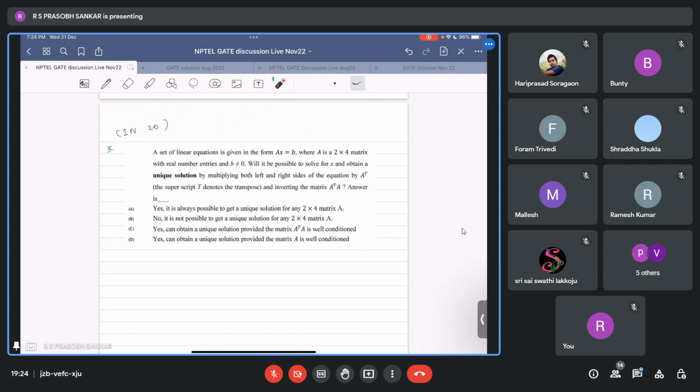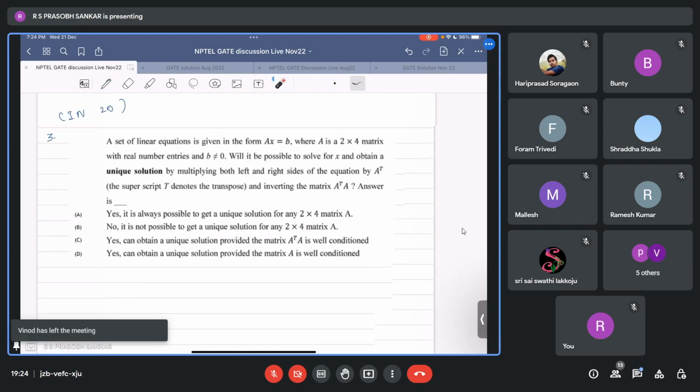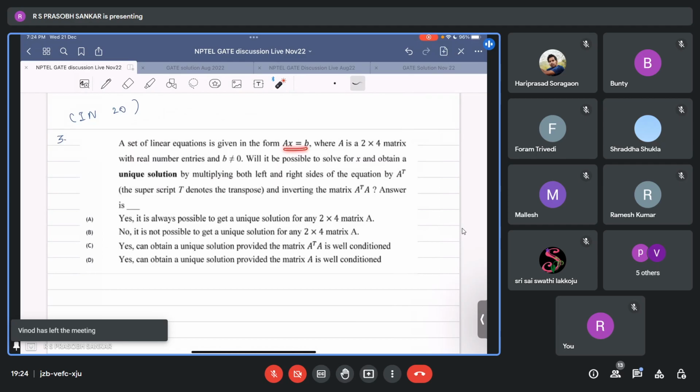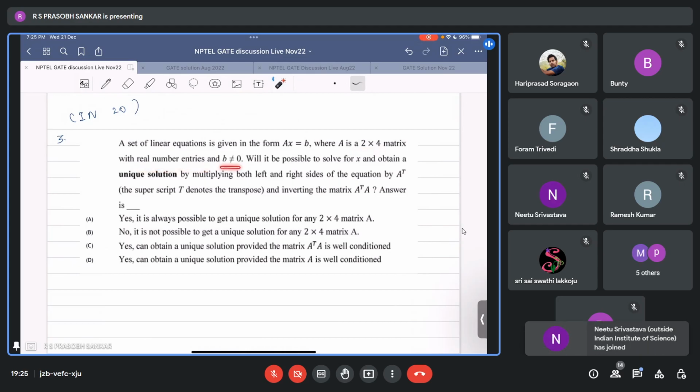So this is the question. A set of linear equations is given in the form Ax = b, where A is a 2 cross 4 matrix with real number entries and b is not 0. Will it be possible to solve for x and obtain a unique solution by multiplying both left and right sides of the equation by A transpose and then inverting the matrix A transpose A? That's the question. So is the question clear?